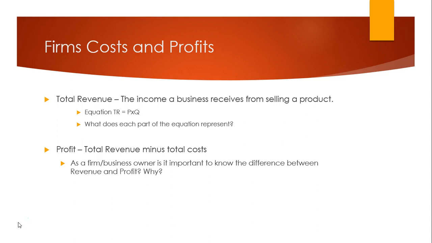So looking at the actual equation, let's break it down. TR obviously is total revenue. P stands for price, and Q is quantity. All right, the things we're looking at with supply and demand. So as a business owner, you're producing something. Well, how much are you selling it for, times how many are you selling? That will give you your total revenue.